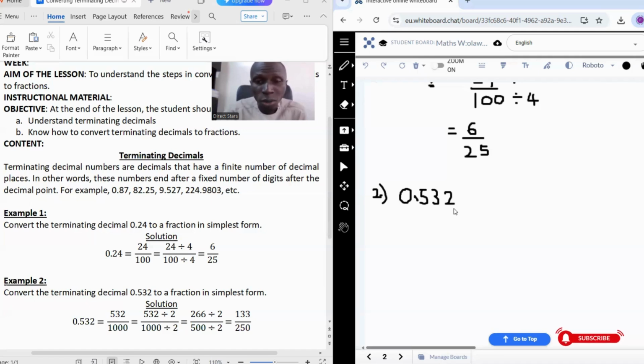So the first thing that we're going to do here is to determine the place value of the last digit of the decimal number, which is this 2. And the place value of this 2 is thousandths. So meaning that we have to divide 532 by 1000.